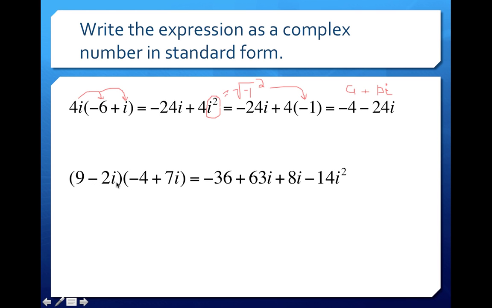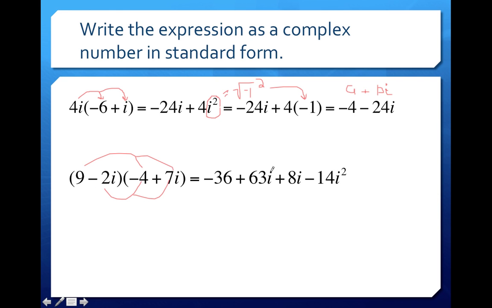Then if I have two binomials, remember this was a monomial times a binomial, so with two binomials I can distribute again. So I get negative 36, bam, bam, plus 63i plus 8i minus 14i squared.